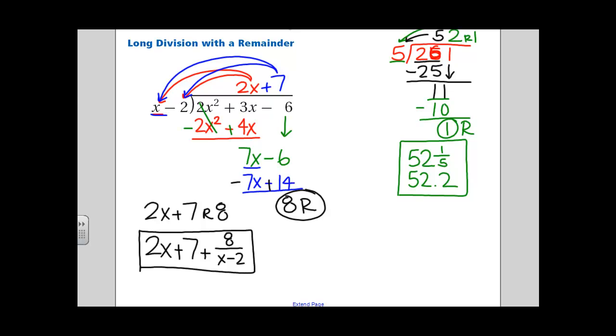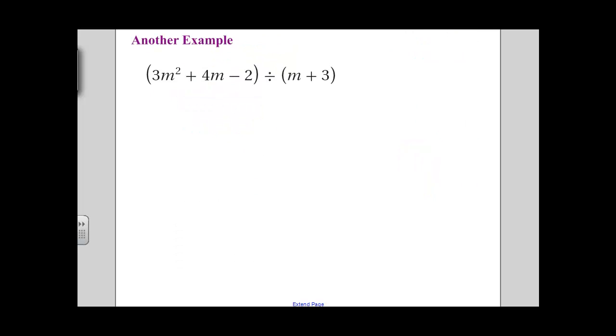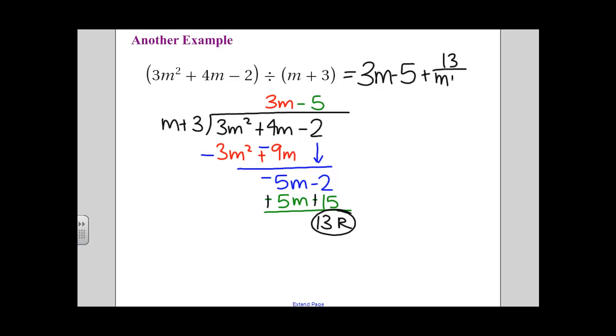Lots of steps and super messy, but I want you guys to try this next one on your own. So the answer you're going to end up with is 3m minus 5 plus our remainder of 13 divided by m plus 3 that we can't simplify.